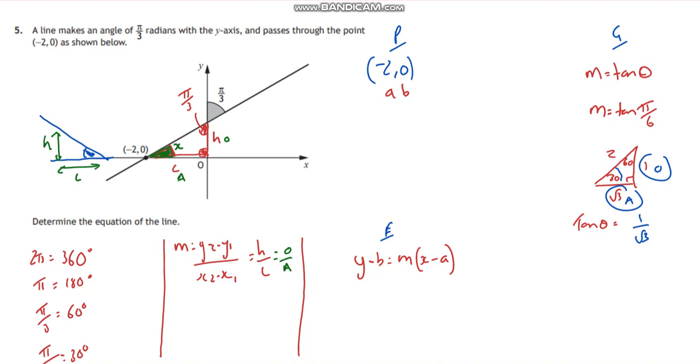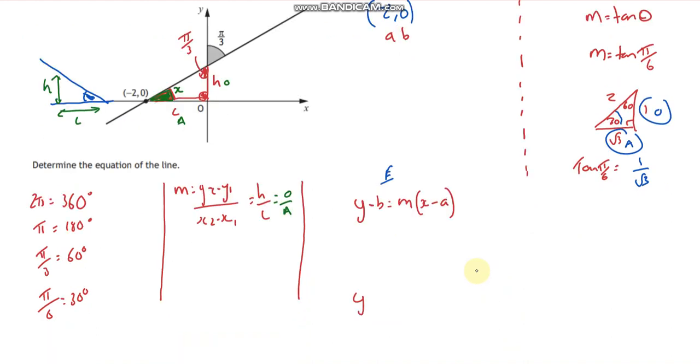Catch up. I should really have said tan of... again, so let's catch up. Tan of pi over 6 is 1 over root 3. So that's your gradient. Fantastic. Again, I'll just put a little separating line down here. And then we're into our equation.